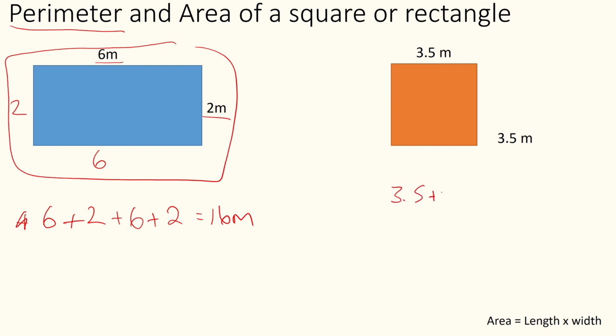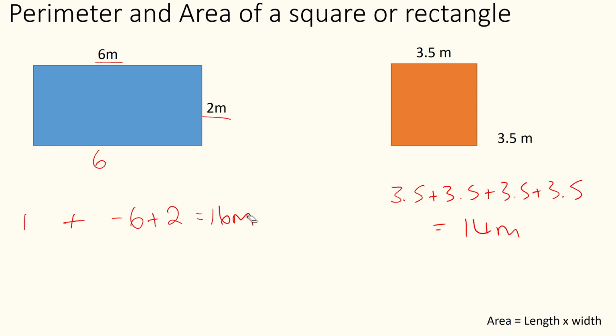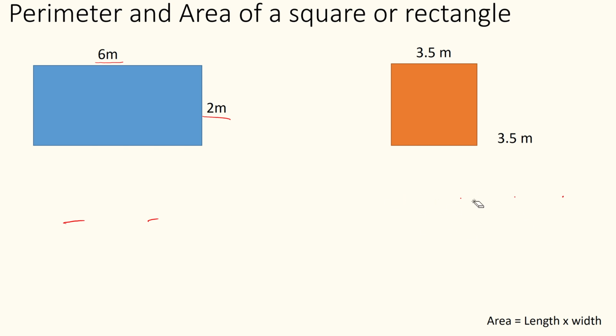The perimeter of the orange square: each edge is 3.5 meters. So we will just add them all together. And that comes to 14 meters all the way around. So that's your perimeter, you're just adding. Let's get rid of all that because now we need to go over the area. I'm hoping a lot of you remember it though, because we are just in revision mode now. We've done all this before.